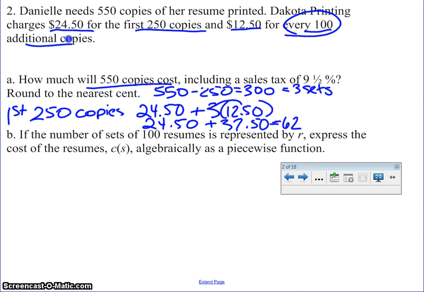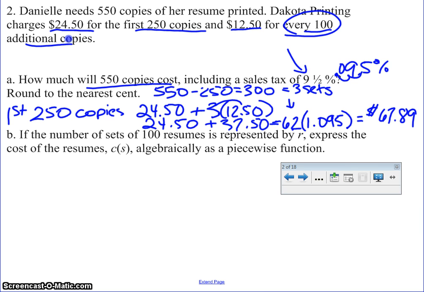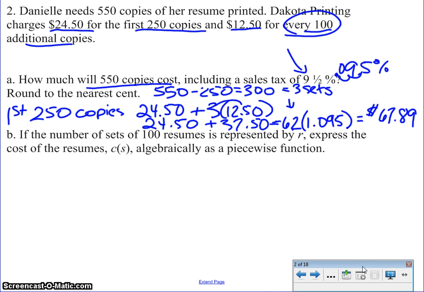Now, the difference between this one and the first question is that it also says we need to add in our tax, and we've got 9.5%. So if I move that to a decimal, I'm looking at 0.095, but I'm also looking at the whole. If I would like to do this in one step, I'm going to multiply by 1.095, the 1 being the whole, or the 62, the 0.095 being the tax. And when I do that in the calculator, I get a total of $67.89.